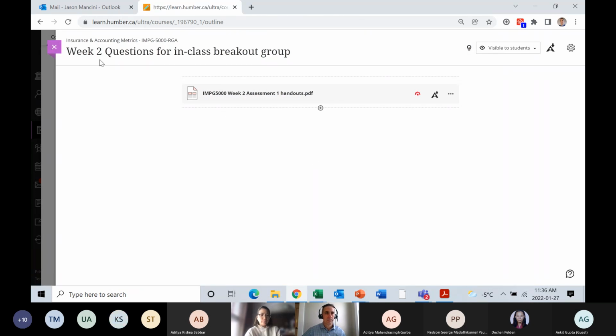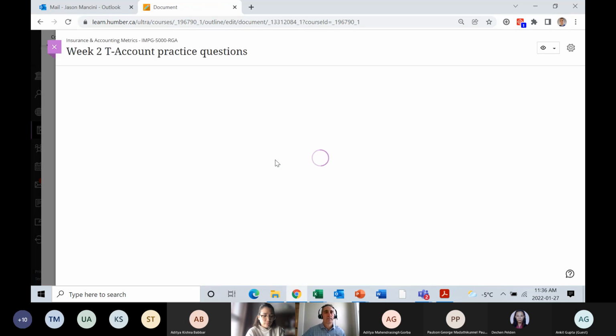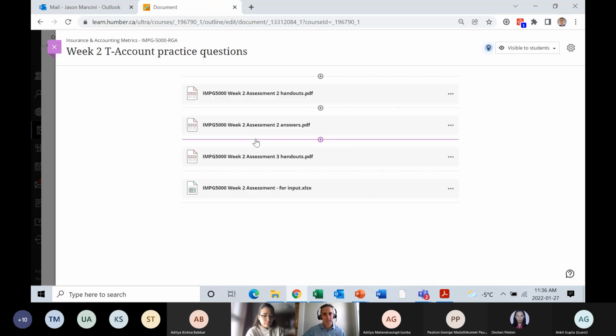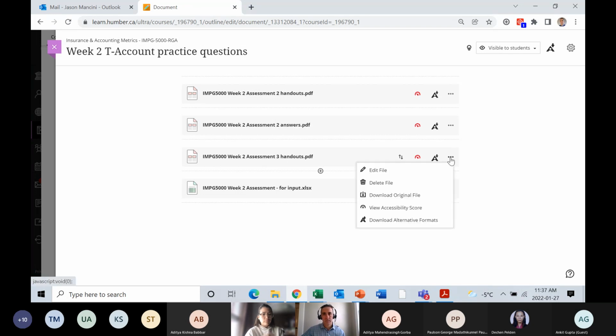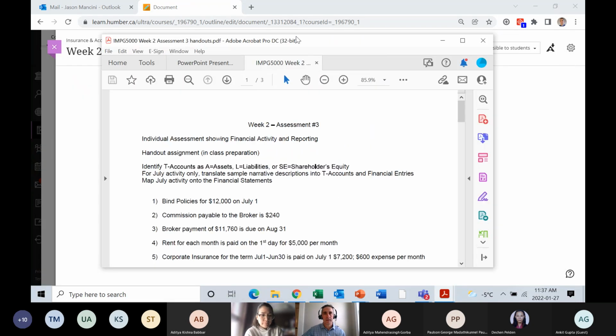That's not it. Maybe it was in here. Okay. So this is the Excel sheet that I have downloaded. Week 2 assessment for input. Let's go through the assessment 3 handout.